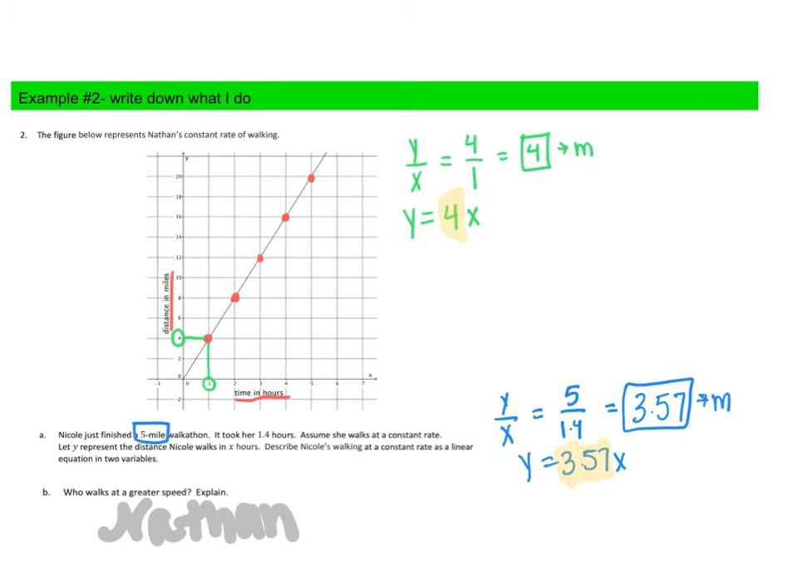So here's going to be my explanation. 4 is greater than 3.57. That's just my explanation. Pretty simple and to the point. Please make sure you have this down. Let me know if you're having any questions in the chat, okay?